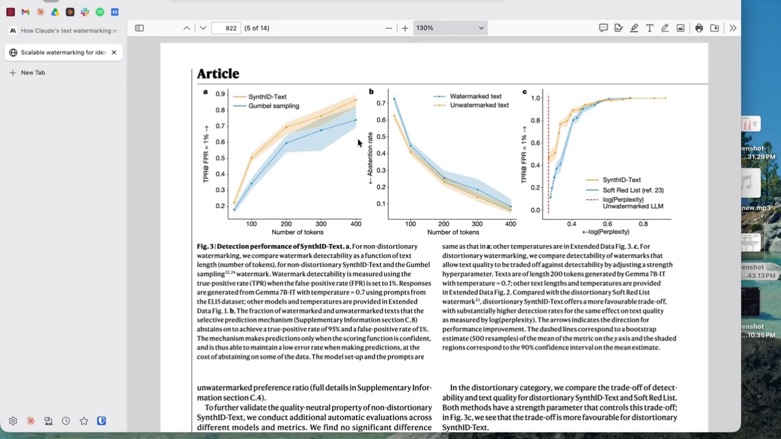But by the time you get up to 400 tokens in the sequence, which is roughly a page of output text, then you're getting something like an 80-90% true positive rate if the false positive rate is 1%. In other words, if you have 400 tokens of text, you're pretty darn likely to be able to detect the presence of the watermark. So that's another characteristic of these algorithms: they tend to give stronger signal on longer sequences of text.